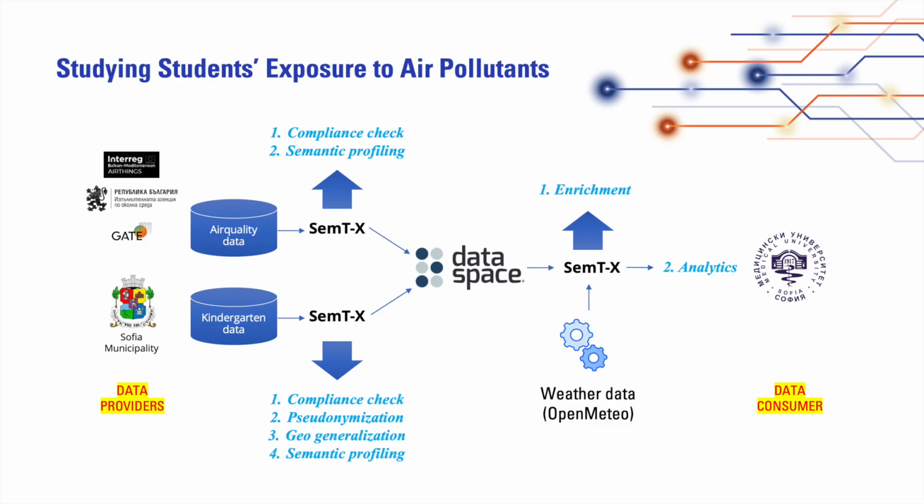To illustrate this, we consider a simple use case based on data available in the GATE data space, aimed at studying students' exposure to air pollutants in the areas surrounding their homes and schools. We will start by demonstrating how to make a table containing student enrollment data GDPR compliant, and then how to prepare air quality data collected across different monitoring periods using enrichment functionalities to make them homogeneous. In particular, we will focus on how meteorological data can be integrated by relying on an external service.